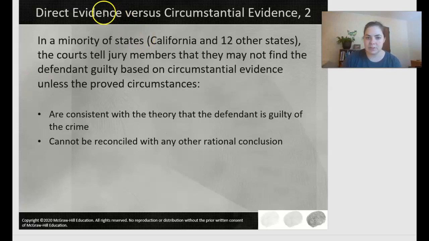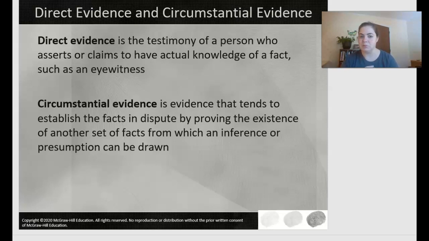There are a couple of other states, 13 states, that tell jury members they cannot find a defendant guilty based on circumstantial evidence unless the circumstantial evidence cannot be reconciled with any other rational conclusion, or it's consistent with the theory that the defendant committed the crime. But again, that's the minority rule.